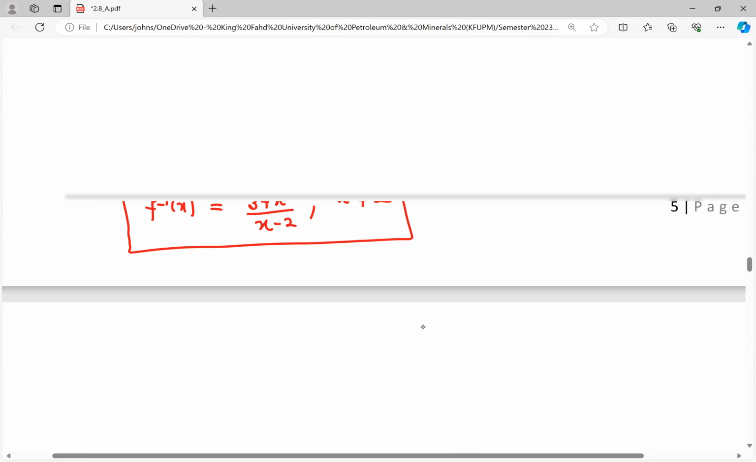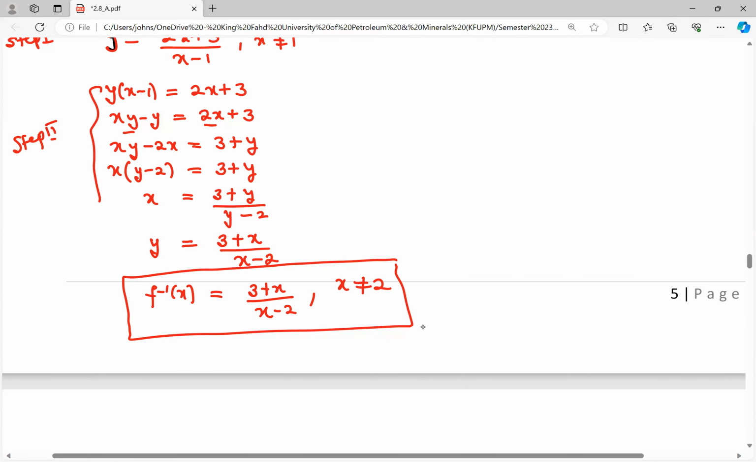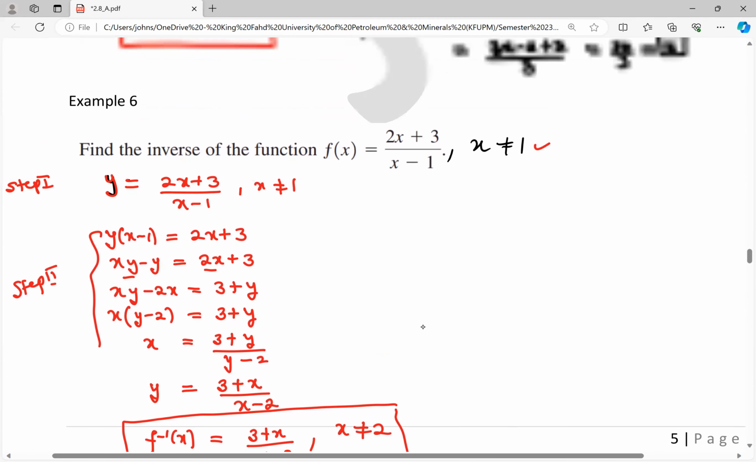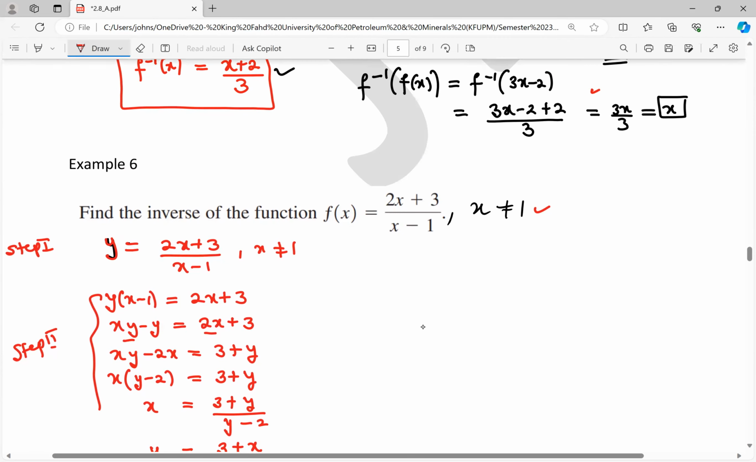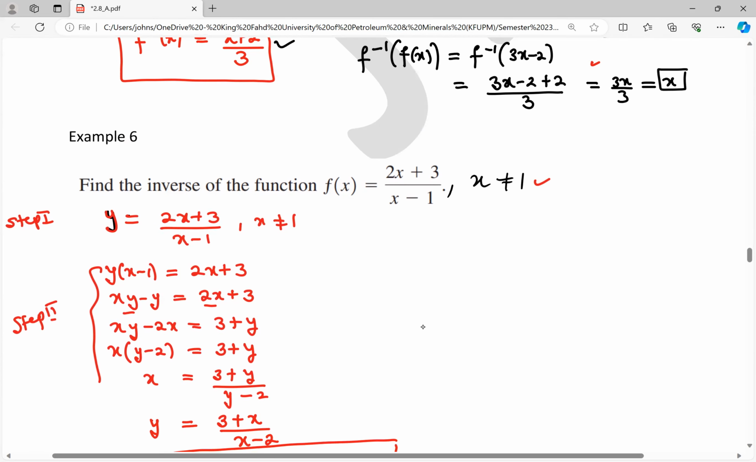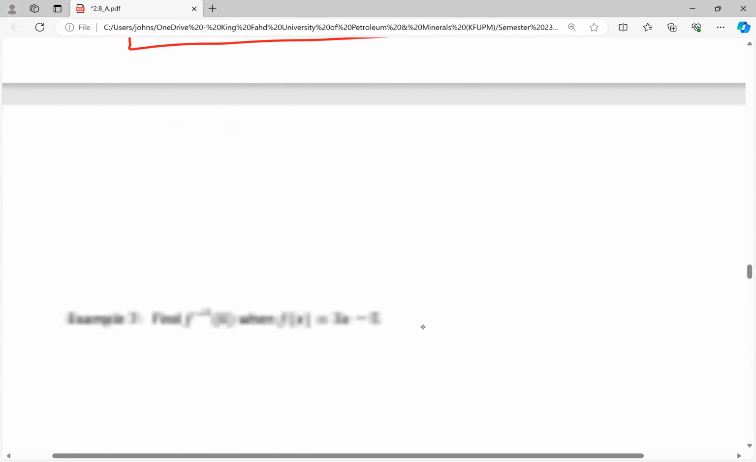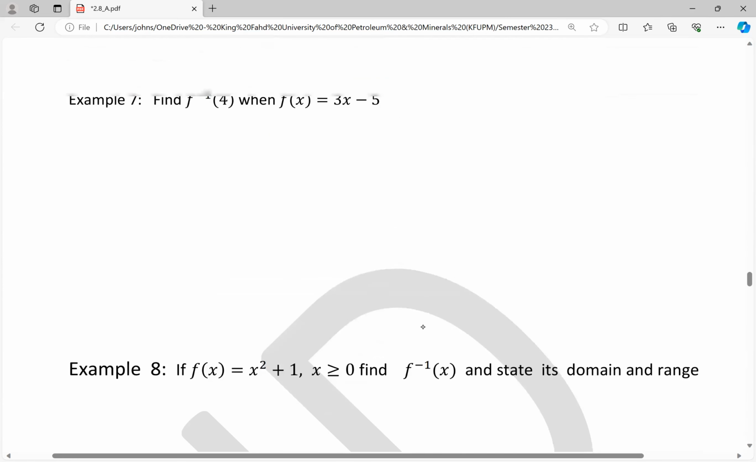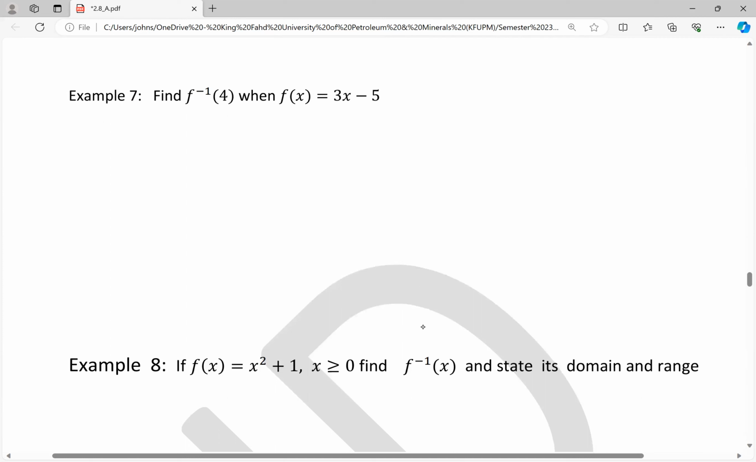Now here you don't need to check the f inverse, you don't always have to check. I just did this checking here to let you know, but you can go ahead and do it, though it's not necessary. So example 7 is this one.